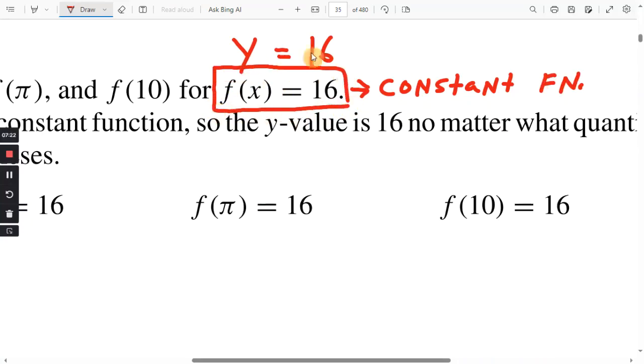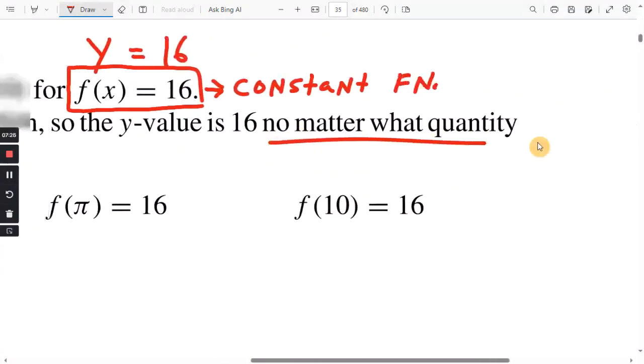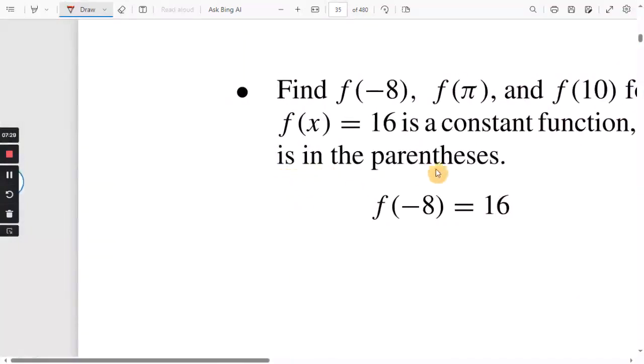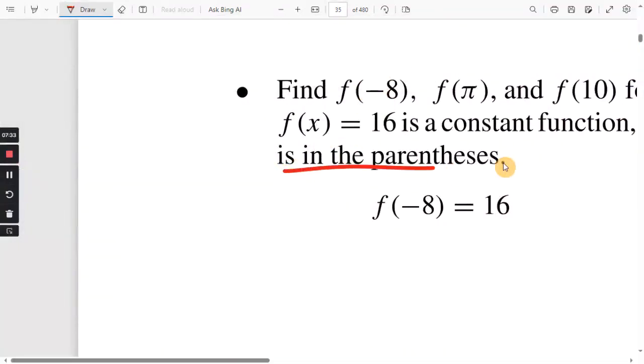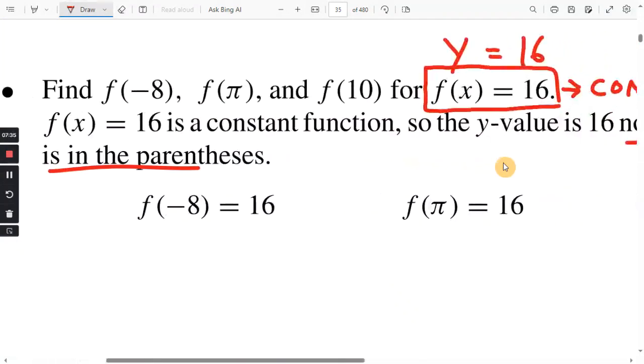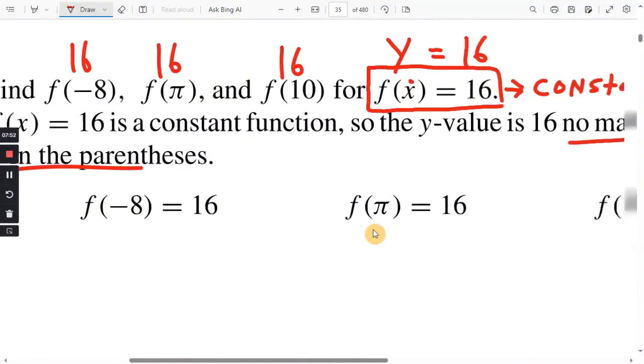The y value is always 16, no matter what quantity is in the parentheses. No matter what quantity you plug in, it's always going to be 16 for the y. So f of -8 is going to be 16, f of pi is going to be 16, and f of 10 is going to be 16. Remember, when you plug in a value for x, you get a value for y, but here there's nothing to plug in. It's always y equals 16.